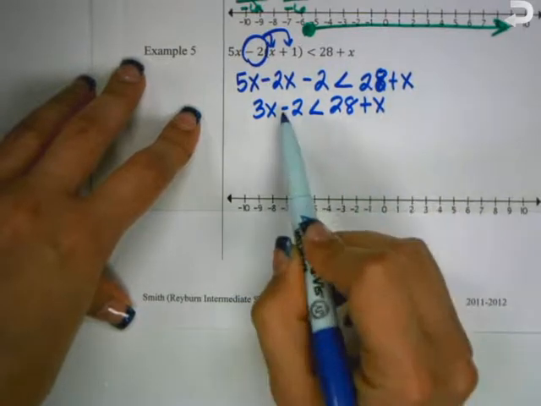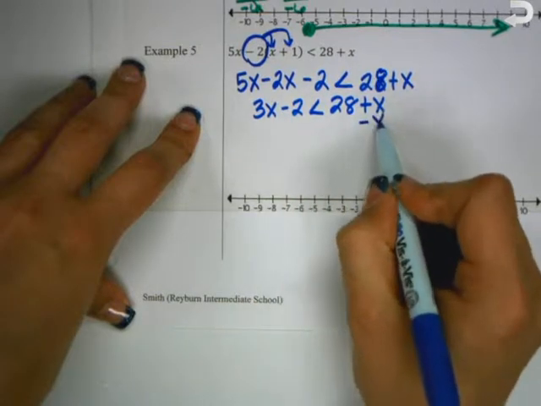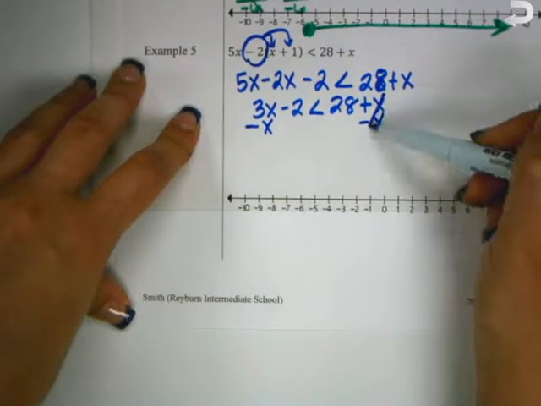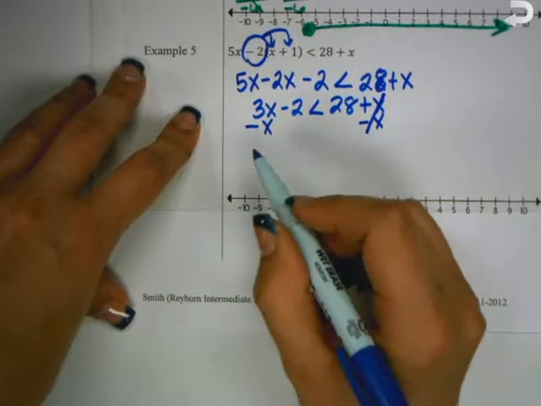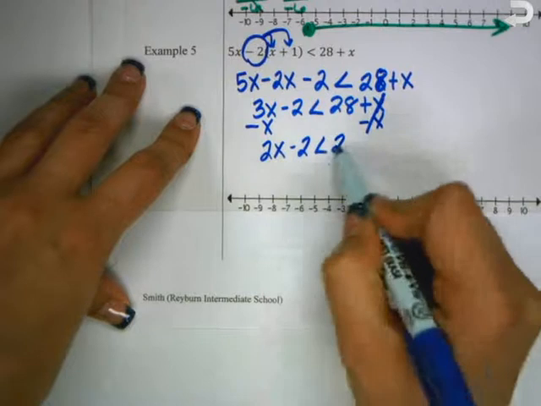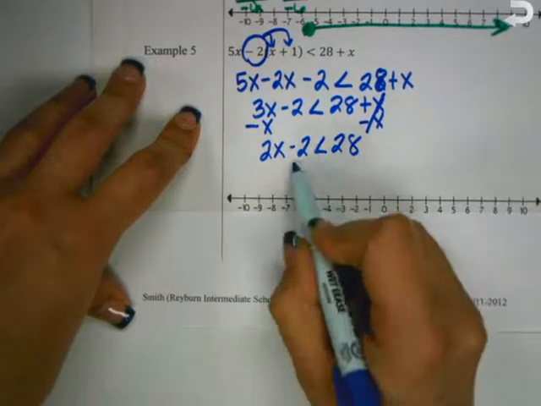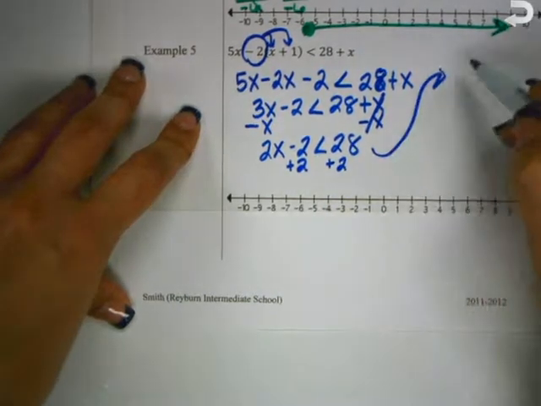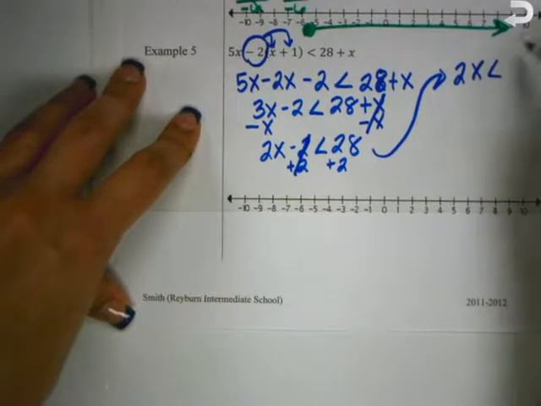Okay. 3x minus x, 2x minus 2 less than 28. Now what? Add 2 to both sides. I'm going to move it up here. So we get 2x, those cancel, less than 30. Divide both sides by 2. X less than positive 15.